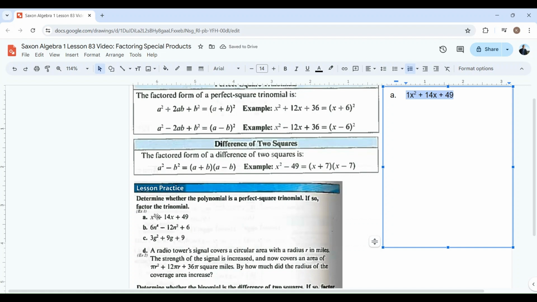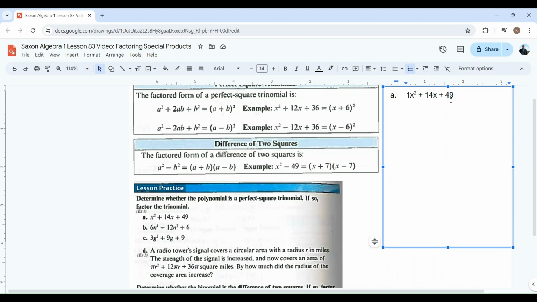I'm just going to write out the problem here and notice that I made one little adjustment. Instead of just calling this x squared, I put the coefficient 1 in front because you can always put a coefficient 1 in front of a variable that doesn't have a coefficient. There's an implied 1 there. Now, the question we need to ask ourselves is, is the first number a perfect square? 1x squared? Yes. It's the square of just x, right? Is the last number a perfect square?